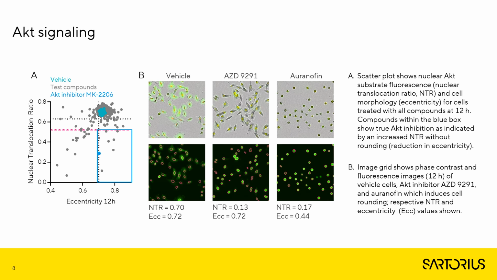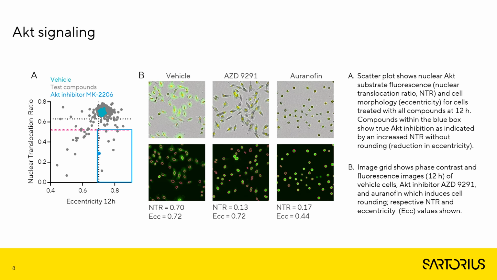To examine effects on AKT signaling, we quantified the inhibition of AKT in live cells by monitoring the translocation of a fluorescently tagged AKT substrate from the nucleus to the cytoplasm. During inhibition of AKT, this fluorescence accumulates in the nucleus. Using a correlation of nuclear fluorescence and cell morphology, this allows us to exclude compounds which induce cell rounding and are therefore given false positive results, and also enables us to easily identify true inhibitors of AKT.